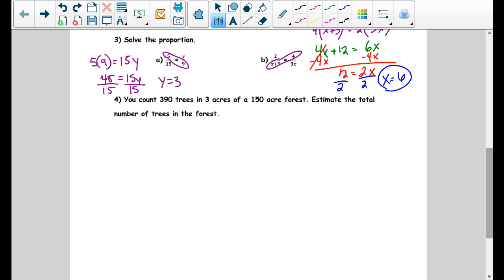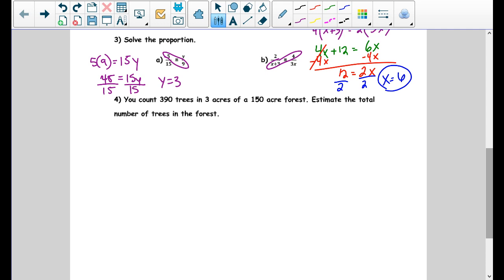So if I have a word problem, and I'm going to use a proportion to solve it. It says you count 390 trees in 3 acres of a 150-acre forest. Estimate the total number of trees in the forest, right? So, you could do something like this. They would do this with ponds, local ponds. They'll shock an area of the pond or lake, see what fish are in there, and then they can figure out how many of each type of species of fish are in there. Okay, estimate it.